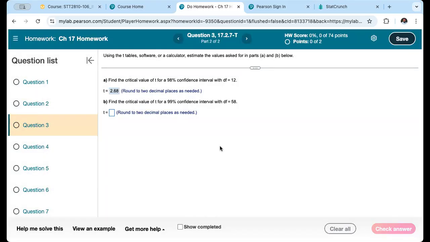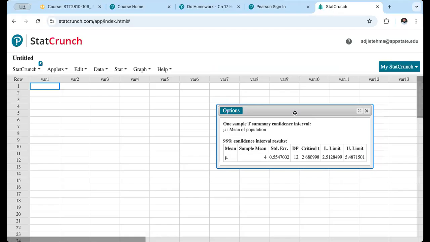Now let's do the same thing. Now we want to find a critical value for 99%. So if the degree of freedom is 58, it means that the sample size is what? 59. Is that okay? In your exam, you may have problems where they will not give you the degree of freedom, but they can give you the sample size and tell you to find the degree of freedom. For example, if the sample size is 59, degree of freedom is what? 58. Is that okay? So here we want to find a critical value for T, 99% confidence interval. Degree of freedom is 58.